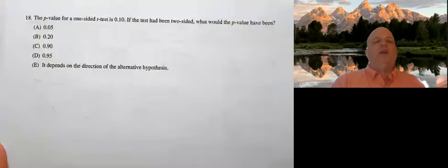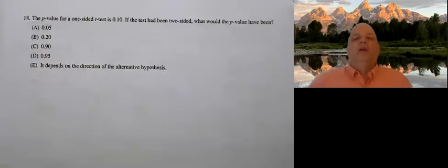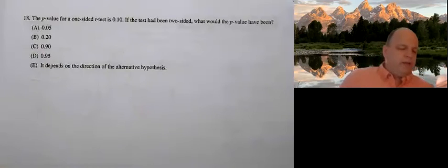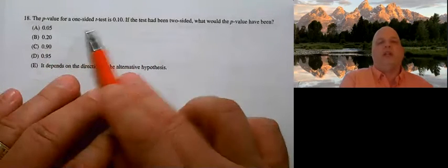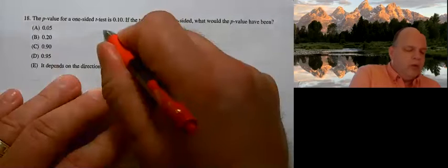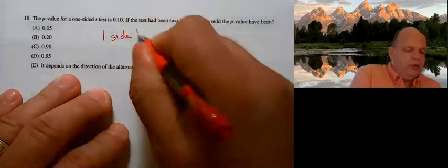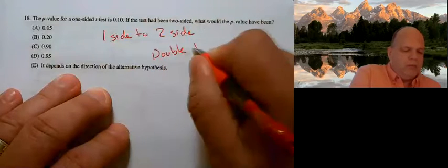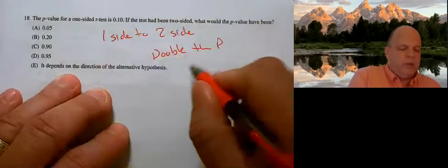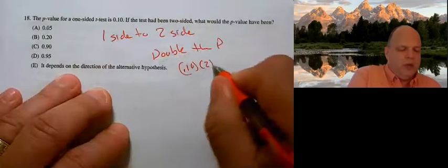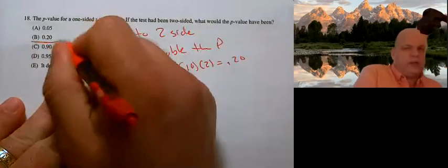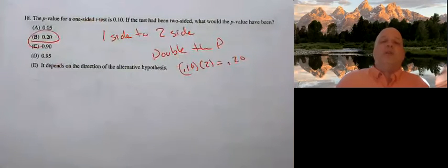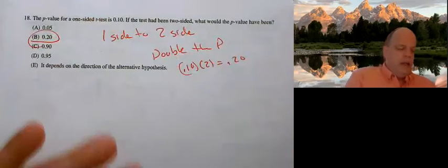Number 18, the p-value of a one-sided t-test is 0.10. If the test had been two-sided, what would the p-value have been? This is a really nice problem. Going from one-sided to two-sided is easy. One side to two sides, double the p. So we're going from one-sided to two-sided, 0.10 times 2 is 0.20, and that's my answer. So that's very easy.